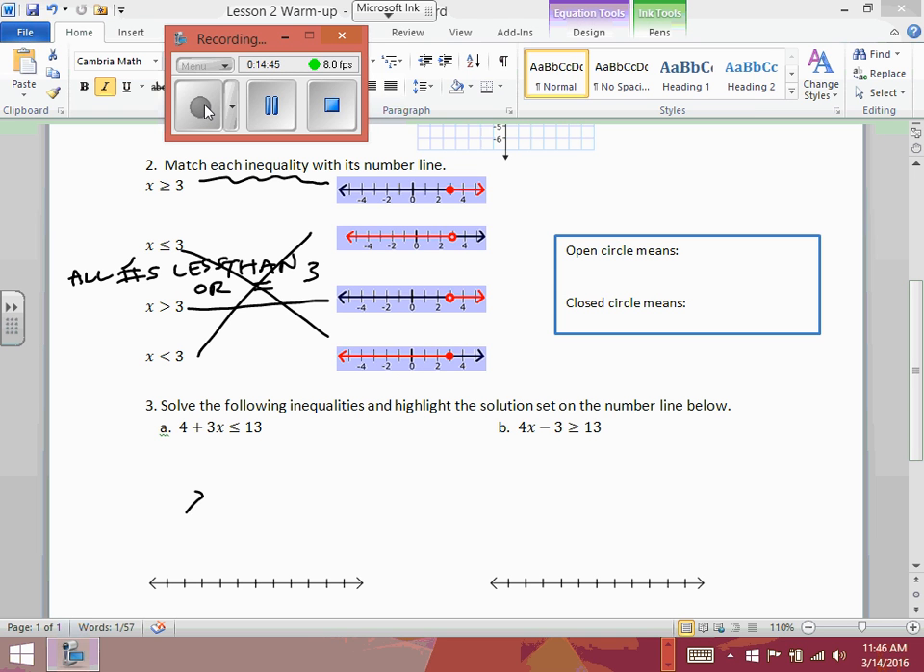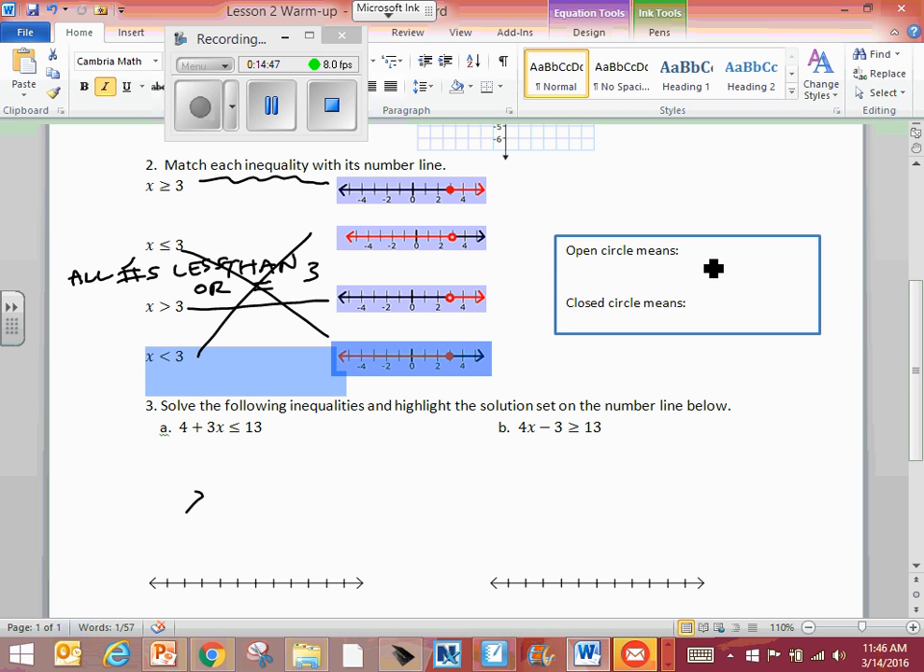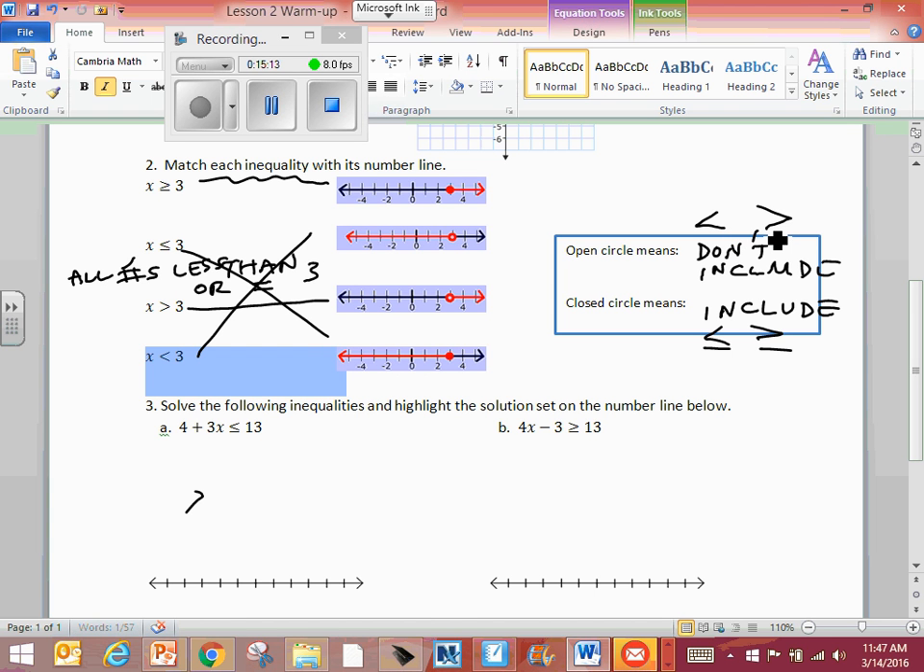Open circle means don't include. And then closed circle means include. And the symbols for include are either greater than or equal to, or less than or equal to. They have the extra little line to color in the dot. This guy up here, they're so poor, they only have enough for greater than and less than. They don't have enough to color in the dot.